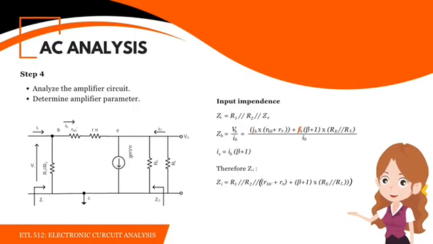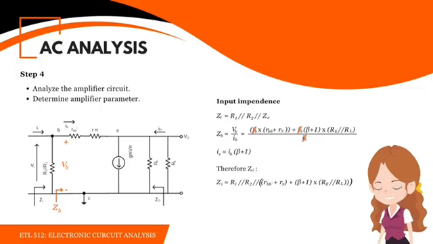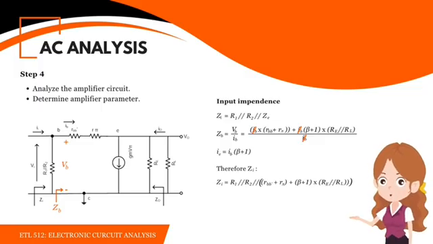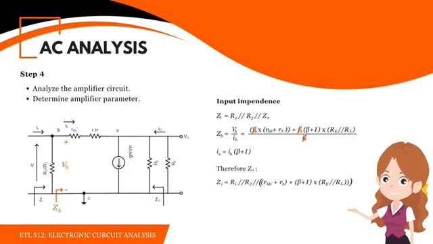This page shows the same calculation but written differently. It says input impedance equals VBE divided by IBE. Expanding this, you can see that it becomes R pi plus RBB prime. So basically, it's the same result, just a different way of writing it.